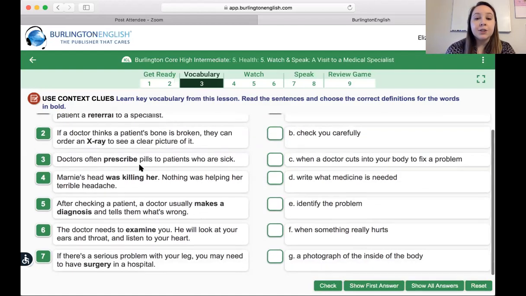We look at number two. If a doctor thinks a patient's bone is broken, they can order an X-ray to see a clear picture of it. The word X-ray, what do you think X-ray means? We look at the last ones, the ones that we have left. What do you think the word X-ray means?